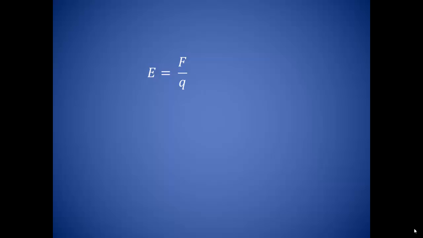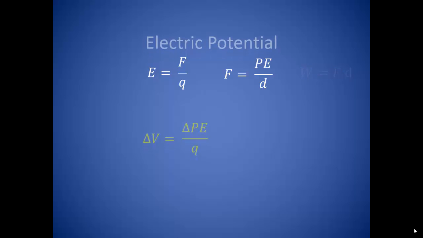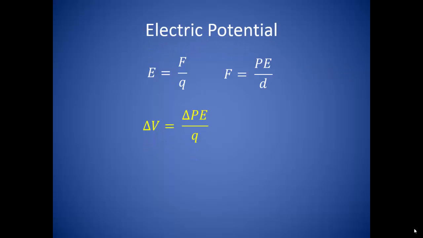So the amount of force felt by a charge divided by how big that charge is tells us the strength of the electric field. Now we also know that a force causes change in energy over some distance, and a change in energy is the amount of work done. So if we move a charge through an electric field, we are doing work. This introduces the idea of electric potential, or voltage.